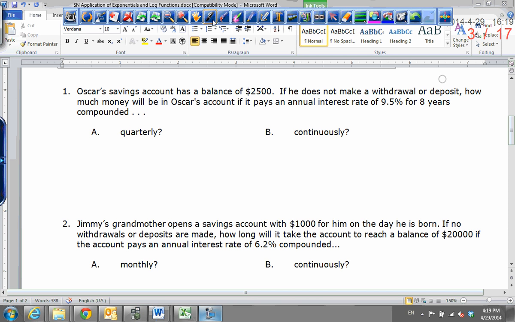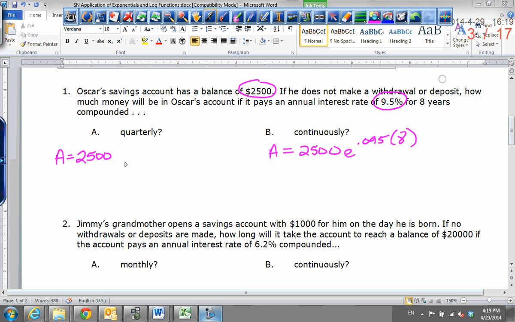Number one has us comparing two different bank accounts. It says he starts with 2,500, so that's the principal. We don't know what we're finishing with, so that's going to be A for both of them. The starting amount of principal is $2,500 for both of them. Since B says continuous, we're going to be using the PERT formula, so 2,500 times e to the rt. The r is our interest rate, it's in percentage, so we're going to do it in decimal, 0.095, and then times the amount of years, which would be 8 years.